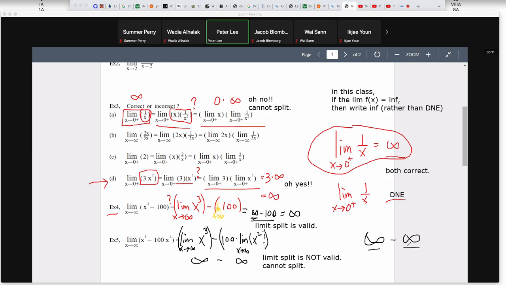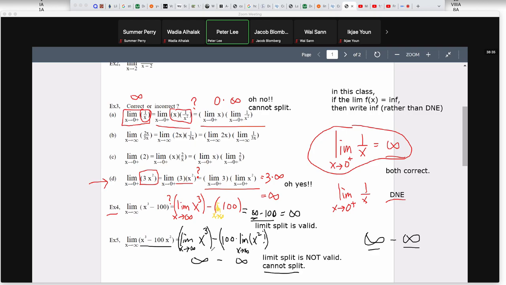If the infinity is not specified, then this will be considered undefined. If we don't know where the source of this infinity is coming from, then this will be considered undefined. Then there's nothing we can do. So we need to know where these infinities are coming from. And so in this case, we do know it's actually coming from here. So in this case, split is not valid, cannot split.